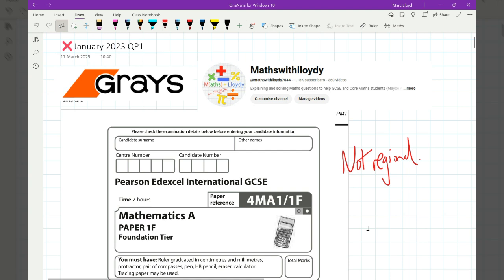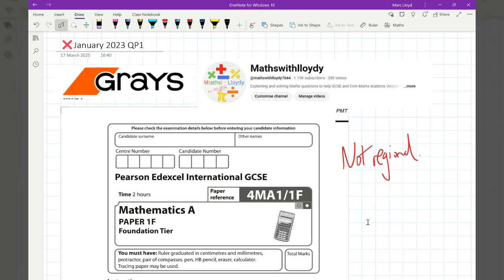Hello and welcome to another Project Crossover video. Today we're looking at the January 2023 paper. This is the non-regional one.